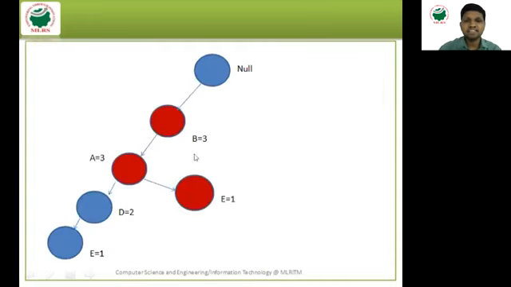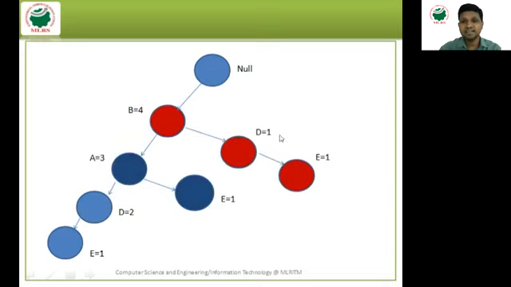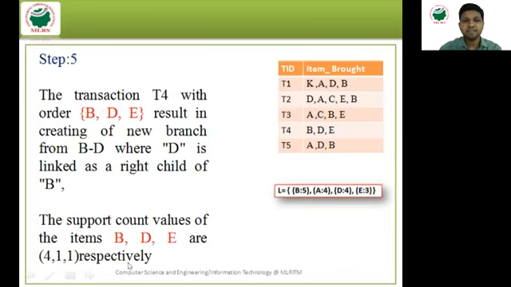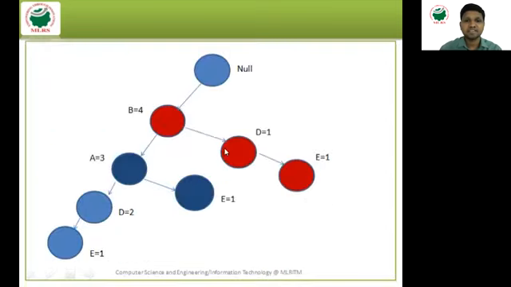Is BDE an available path? So only B is available. So already B is available in the existing tree, but not BDE. So B gets incremented to 4. Next, on the right side, D is 1, E is 1. Say in a transaction BA is available, then it will be appended on the right side, right? But only B is available. That's the reason B4, D1, E1.